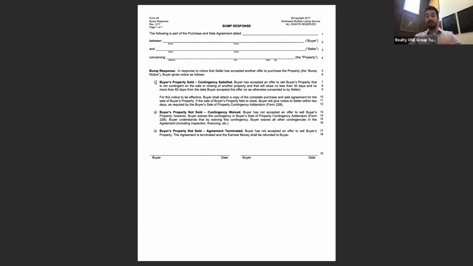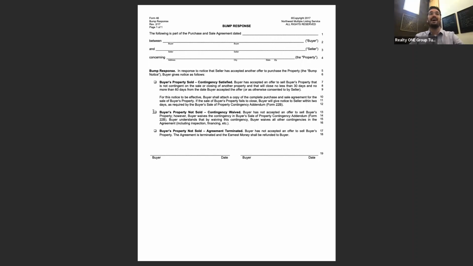So you can say, all good, we just went pending, we're good. You can say, we haven't sold the property, but we're confident that we will sell the property. And so we're waiving our contingency. Here's a very, very important thing. Buyer understands that by waiving this contingency, buyer waives all other contingencies in this agreement, including the inspection, financing, etc. Point being, box 2, very risky.